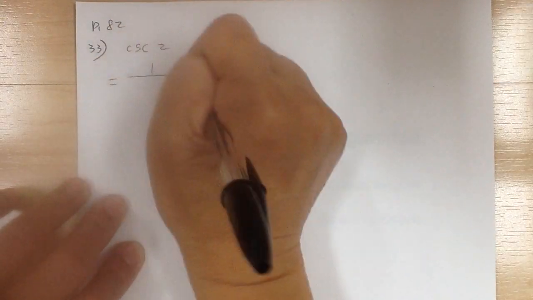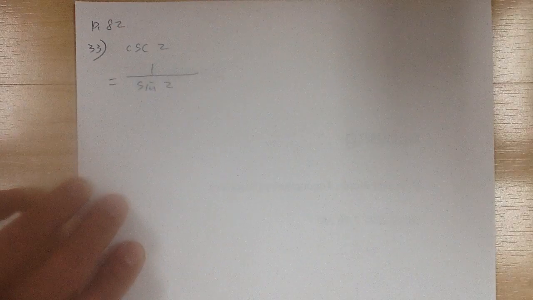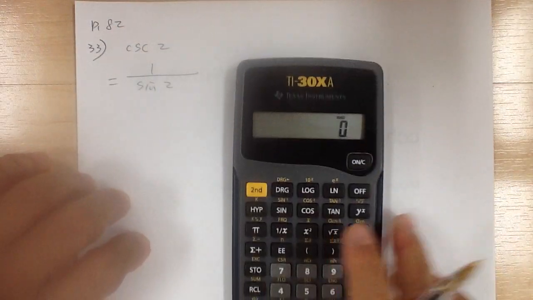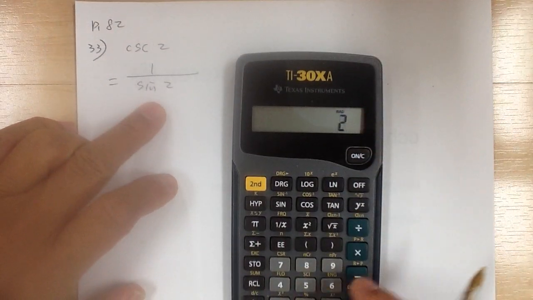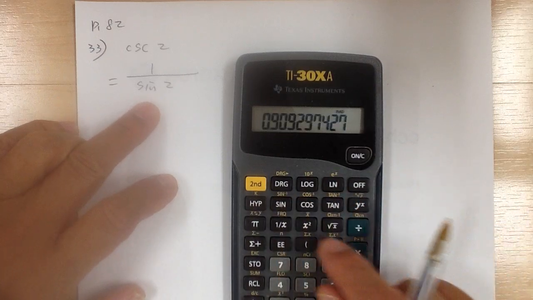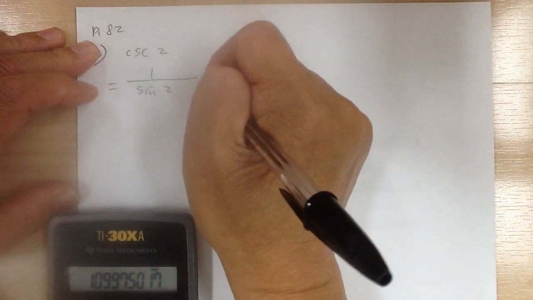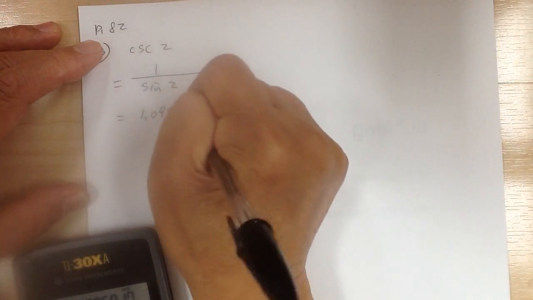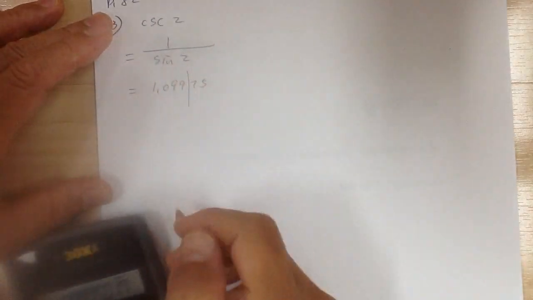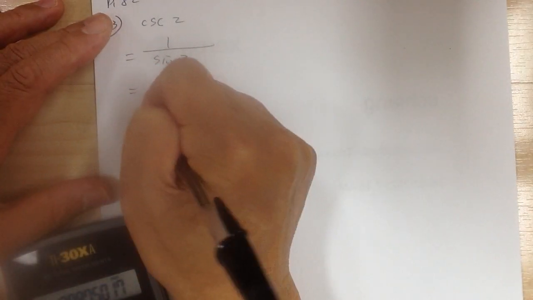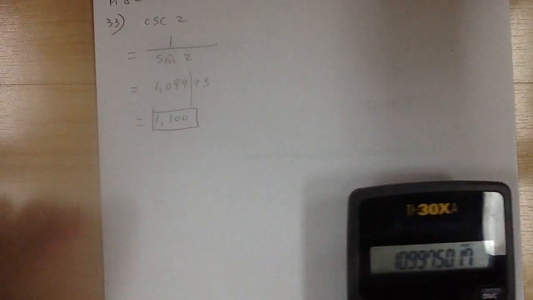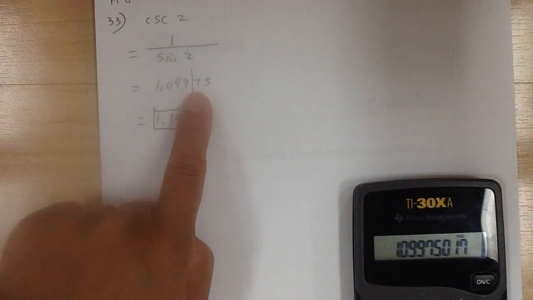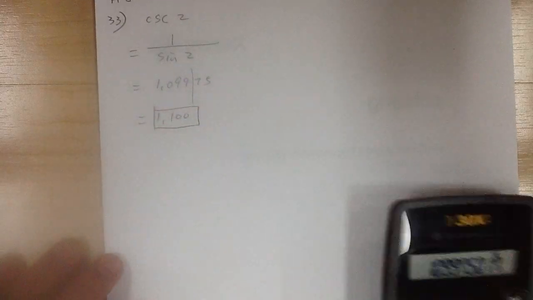You've got cosecant of 2 radians. So first again, cosecant, you have to flip it over, so it'd be 1 over sine of 2 radians. Make sure it's in the radian mode. So 2 sine of that, flip it over. This is going to be equal to 1.09975. So you have to chop off over here, so it'd be equal to 1.100. Make sure you know how to round off to the proper number of digits.